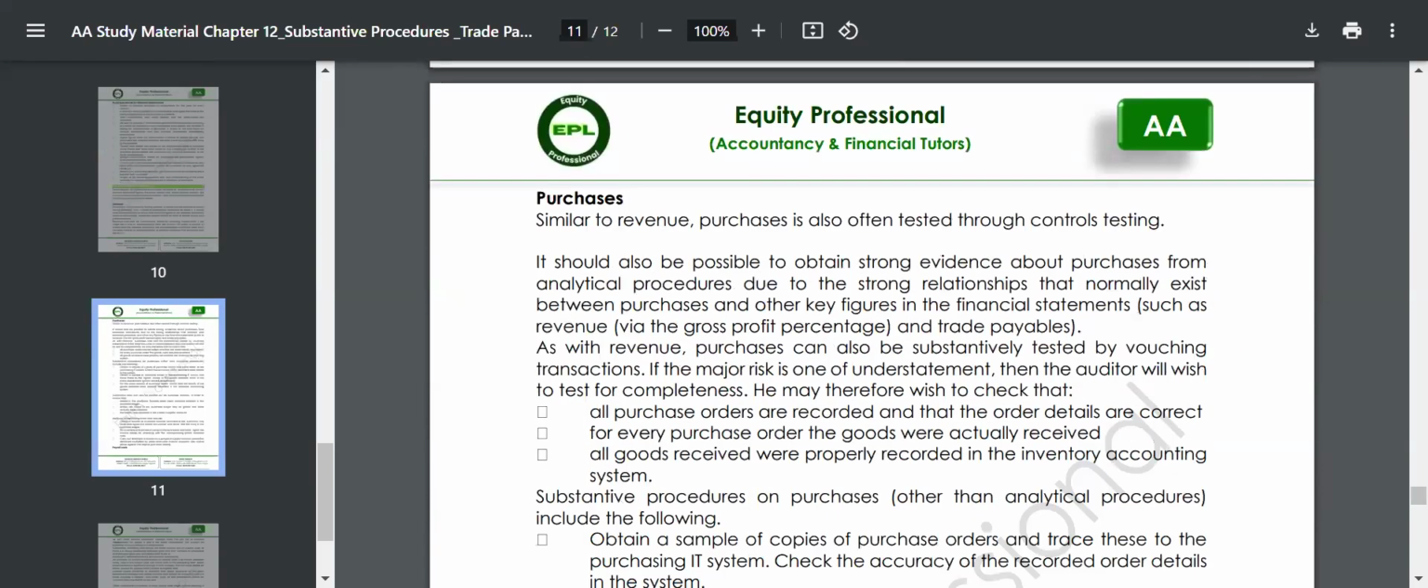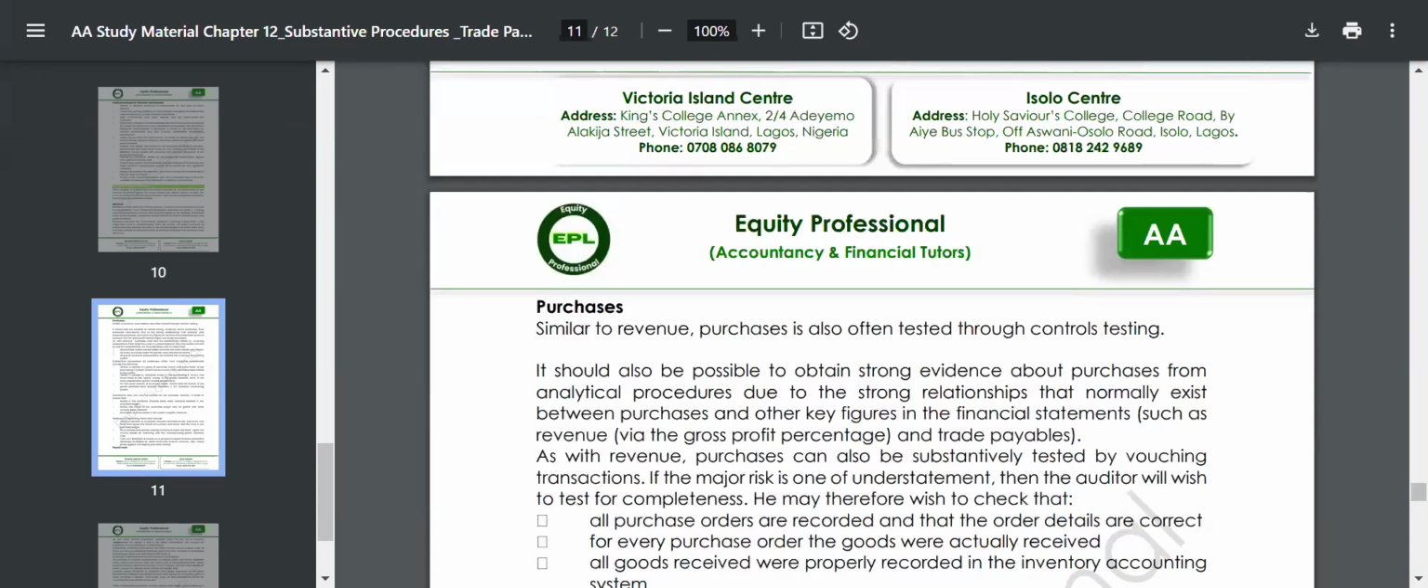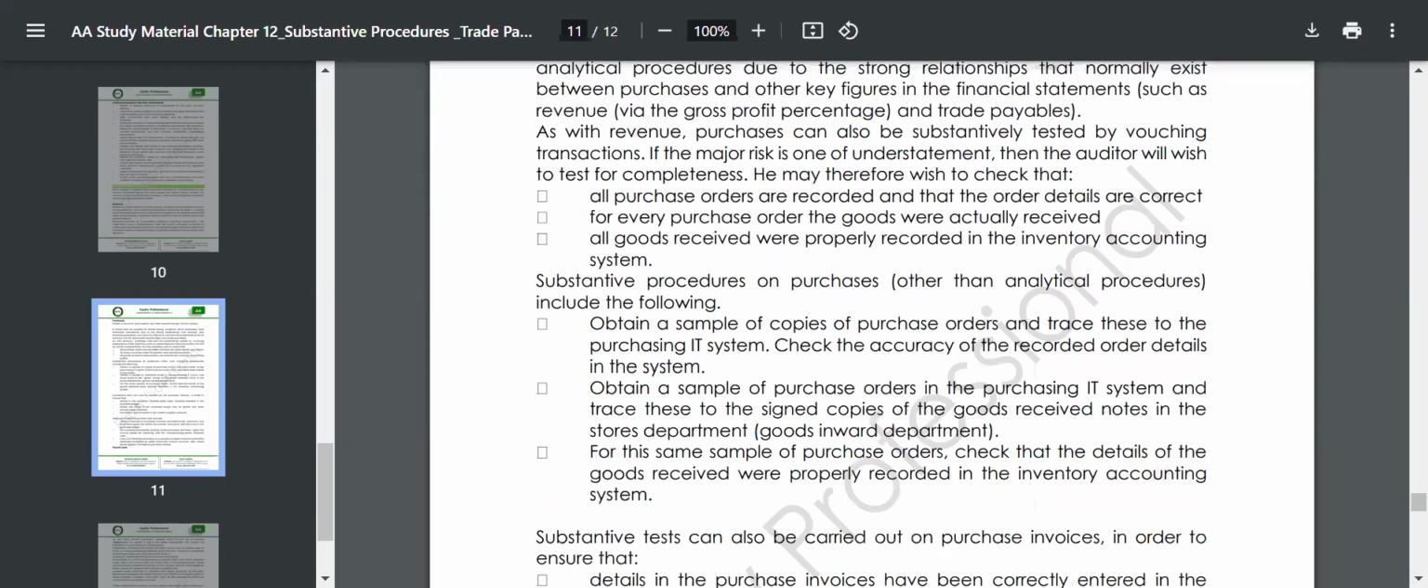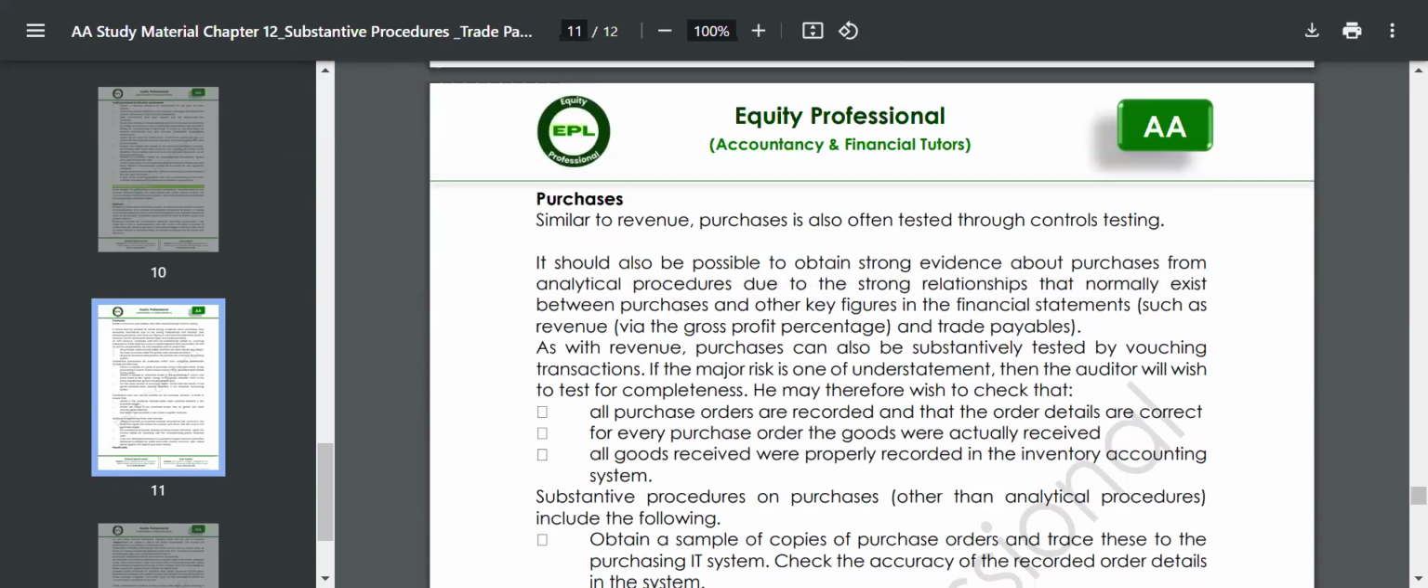Now, what is purchases? The auditor is also testing for a similar thing under purchases. What are the controls in place to capture purchases? Or how are purchases made in this business? The auditor will need to obtain an understanding of how purchases are recorded. So the auditor in this instance will be asking for all purchase orders. Where are the records of purchase orders and the details? Are they correct? What's the process?